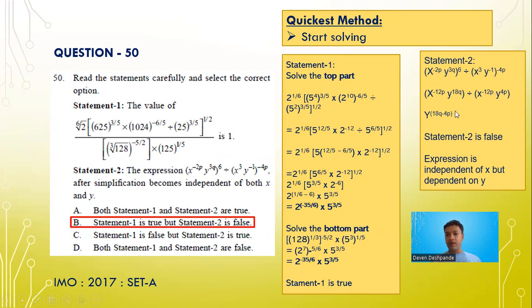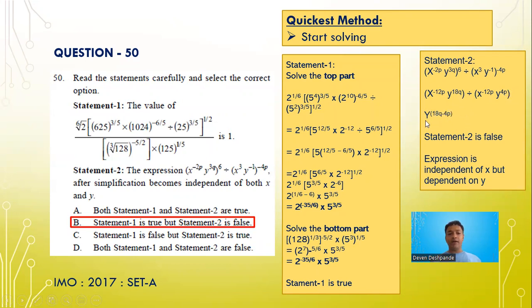x raised to minus 12p into y raised to 4p. So x raised to 12p will cancel x raised to minus 12p. So 1. But y raised to 18q divided by y raised to 4p, it will be a raised to b divided by a raised to c, it is a raised to b minus c. So it will be y raised to 18q minus 4p.